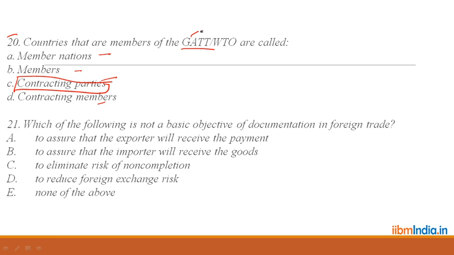Question number 21. Which of the following is not a basic objective of documentation in a foreign trade? To assure that exporter will receive the payment? No. To assure that importer will receive the goods? No. To eliminate risk of non-completion? No. To reduce the foreign exchange risk? No. None of the above. Question number 21, that is the correct answer.